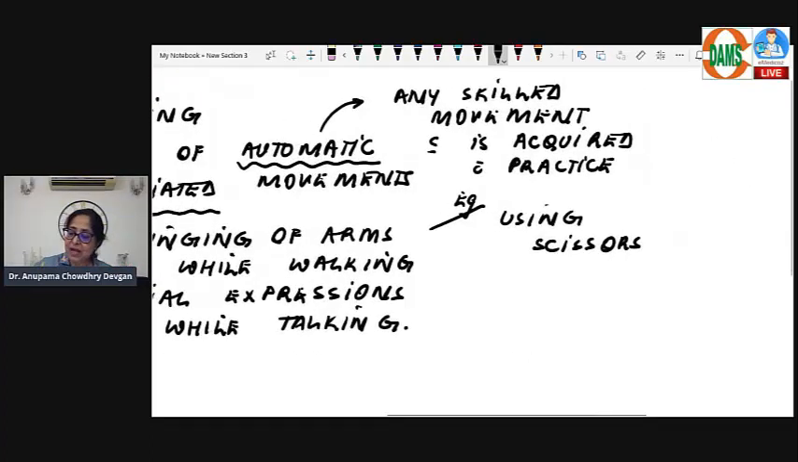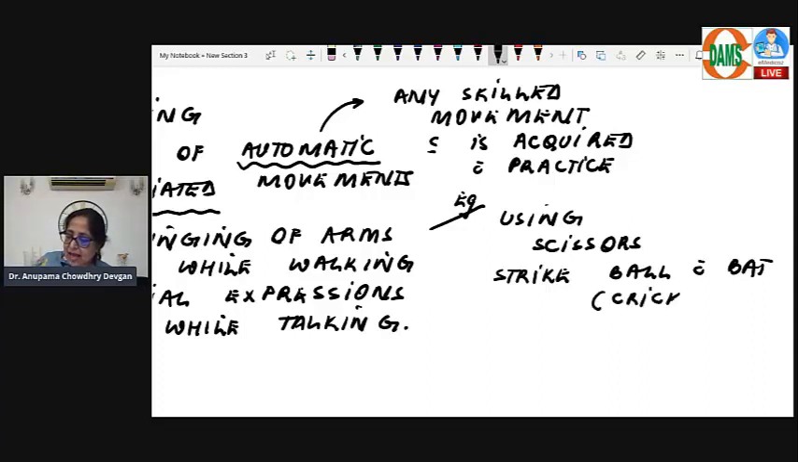For example, when you strike a ball with a bat while playing cricket, right? This is again almost an automatic movement, isn't it? Which you have acquired with practice. That is if you know how to play cricket. If you ask me to play cricket, I do not know how to do that. So it is not going to be coordinated by the basal ganglia, but by the cerebellum. Have you understood? Whenever a movement becomes automatic, it is going to be coordinated by the basal ganglia.